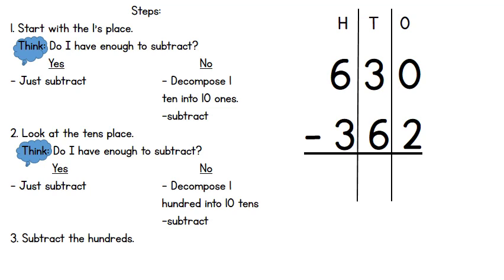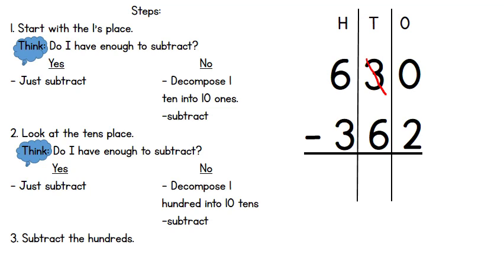Okay, for my last one, I have 630, and I'm going to take away 362. Again, I always start with my ones place, and I think, do I have enough to subtract? More on top, more on the floor, or are they the same? Well, in this case, I have 0 on top and 2 on the floor. So I have more on the floor. I have to go next door and get 10 more.